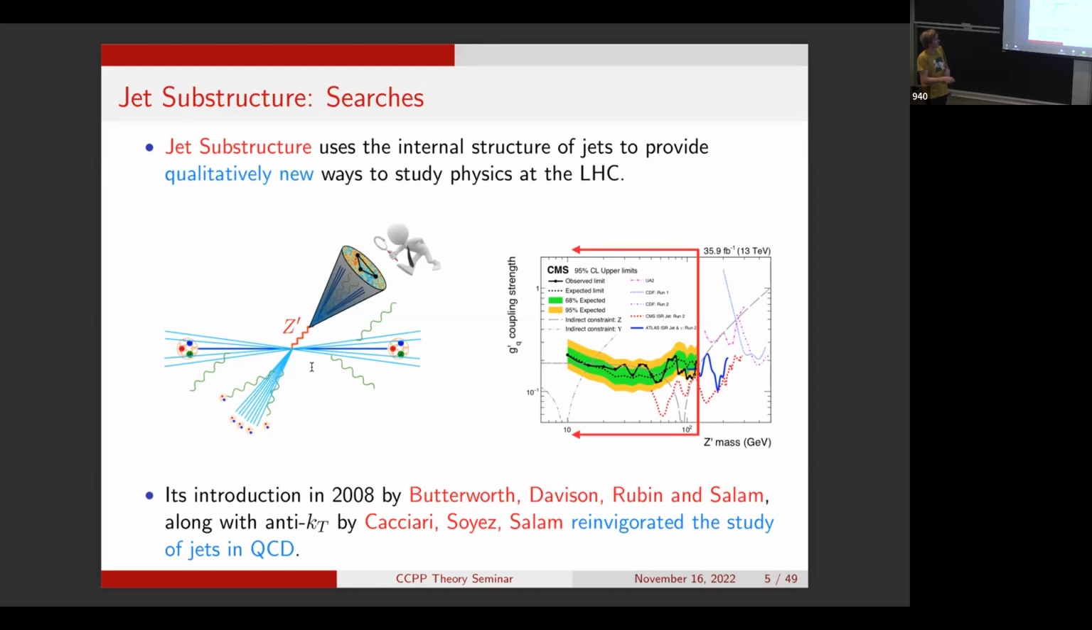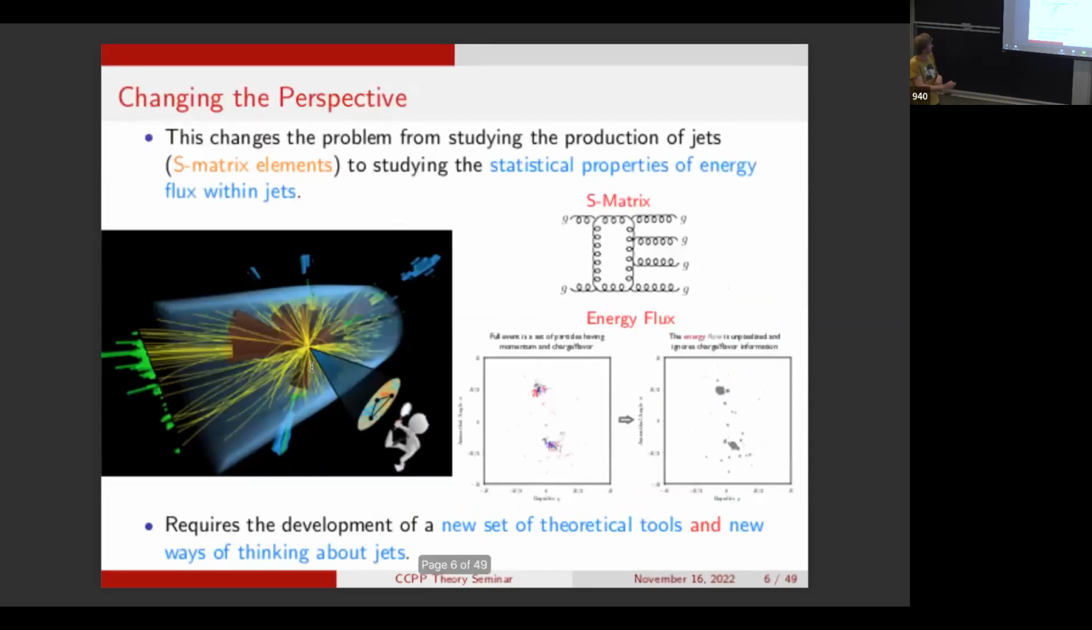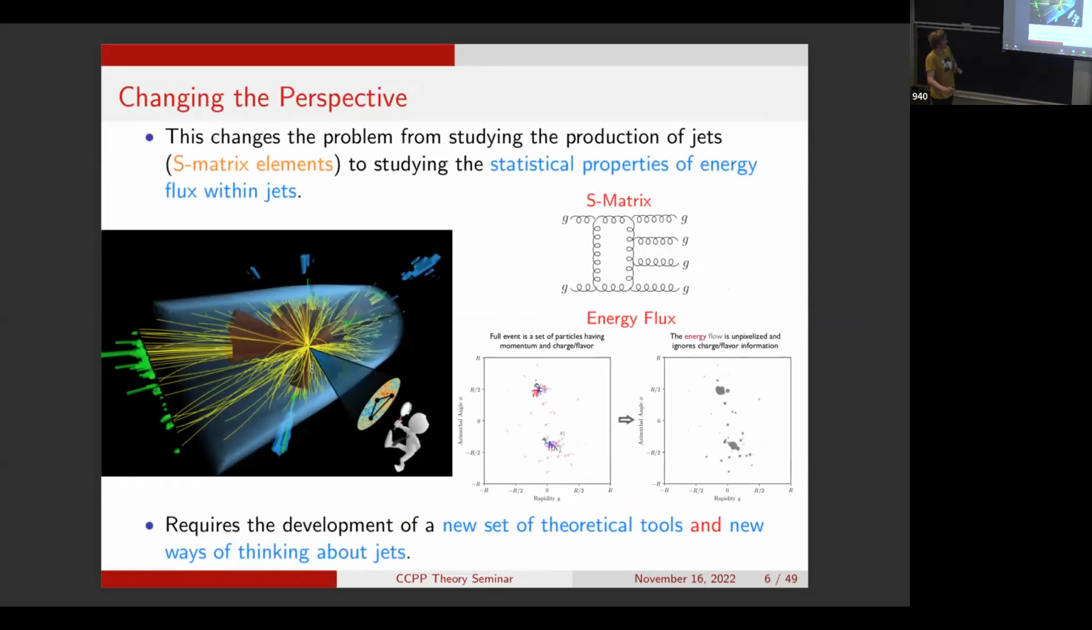This was introduced around 2008 and really reinvigorated people studying, from the formal perspective, much like these scattering amplitudes, how one could perform calculations and how one could understand the structure of energy flow within jets, motivated by these phenomenological questions which one would like to answer better. What this does very concretely is it shifts the problem a little bit from calculating S matrix elements, which is something one learns in every quantum field theory textbook, to trying to compute properties of the asymptotic energy flux.